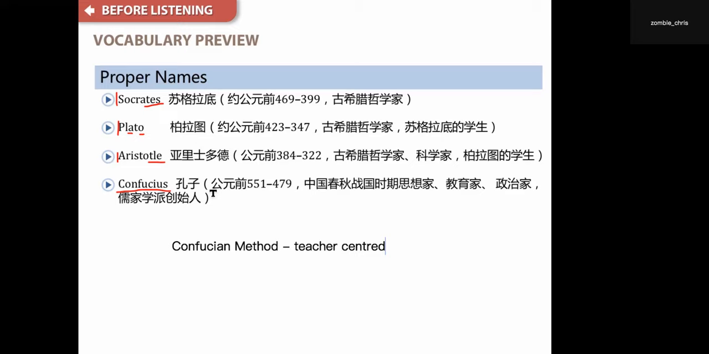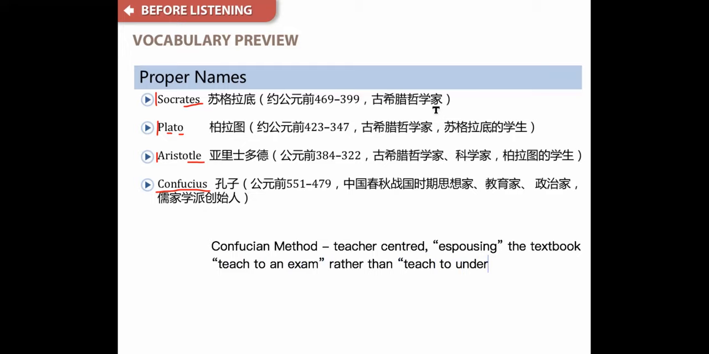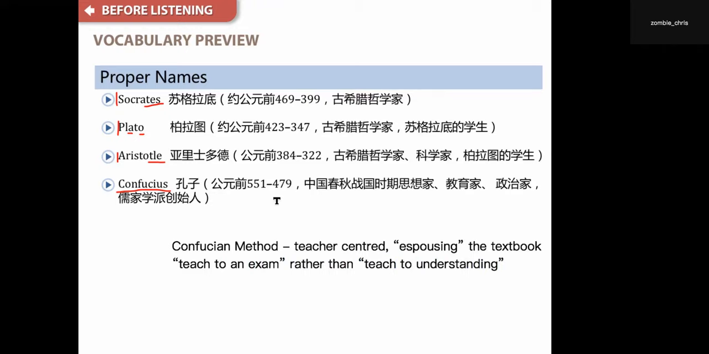Whereas in a Confucian classroom, we see almost a mirror image, completely the opposite, where we have a teacher who lectures a lot. We talk about espousing the textbook, maybe looking at a couple of important points, and essentially the Confucian method would teach towards an exam. I think we're all pretty much familiar with Confucian classrooms teaching to an exam rather than teaching to understanding, missing the point that if you teach to understanding, then the exam is going to be pretty easy.